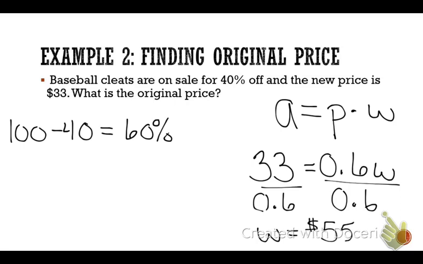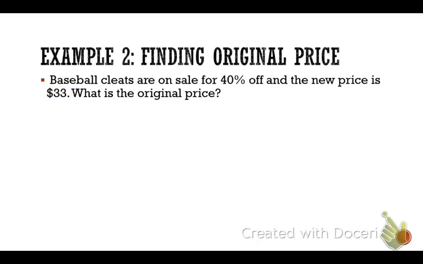So what I'm saying is, if I paid $33, and that was the price I paid after it had been marked down 40%, that means the cleats were originally $55. So again, W is the original amount and A is your new amount. It just depends on the information you're given as to which one you're solving for.